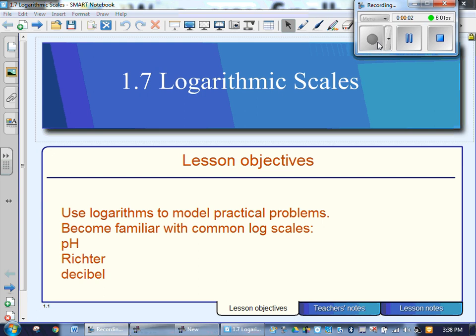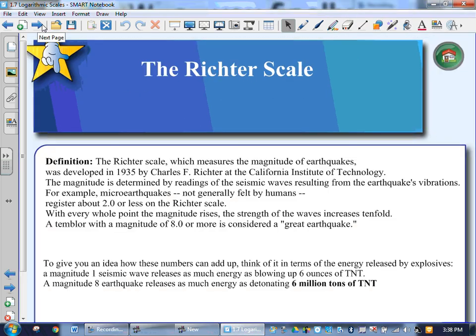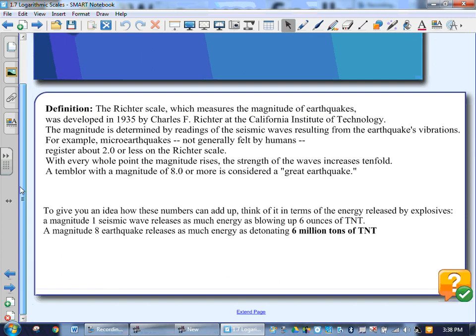The last section of logarithms and exponents is called logarithmic scales. Our goal today is to use logarithms to model practice problems and become familiar with common log scales, such as pH, Richter, and decibel. So the Richter scale. I'd like you to take a moment, just pause, and read through this.